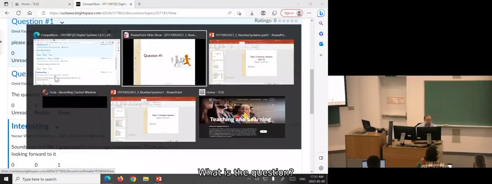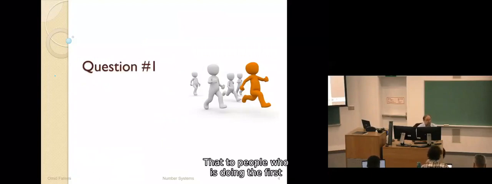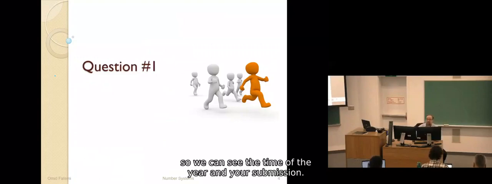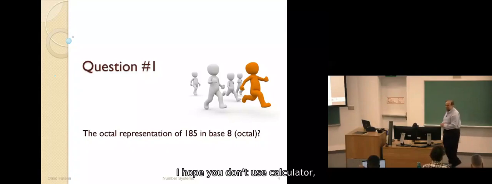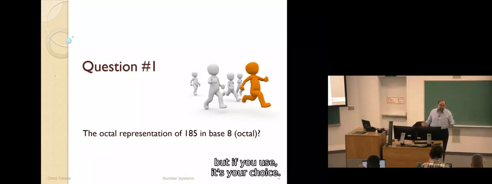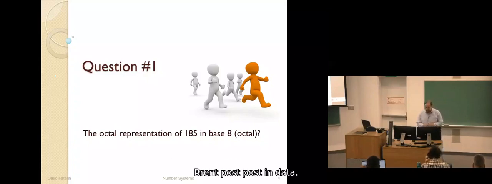So what is the question? Question number 1. The 2 people who do it first, we can see the time of your submission. The octal representation of 185 in decimal, you have to change it. I hope you don't use a calculator, but if you do, it's your choice. But I guess you could do it faster by brain. Post in the.